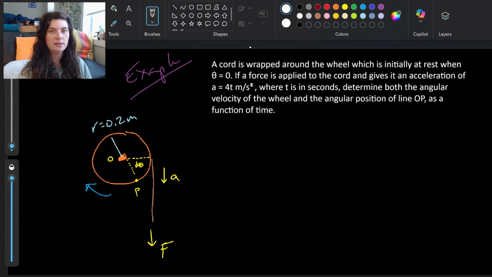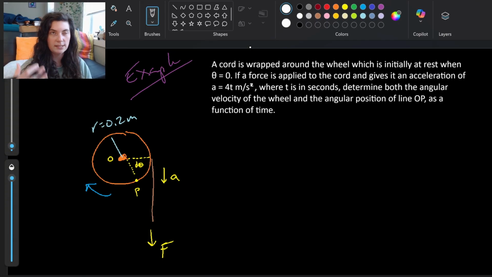All right, so let's take a look at this first example where we have a cord. There's this brown cord here that is wrapped around this orange wheel, which is initially at rest when theta equals 0. If a force is applied, as we see down here, to the cord and gives it an acceleration of a equals 4t meters per second squared, where t is in seconds, determine the angular velocity of the wheel and the angular position of line OP as a function of time.